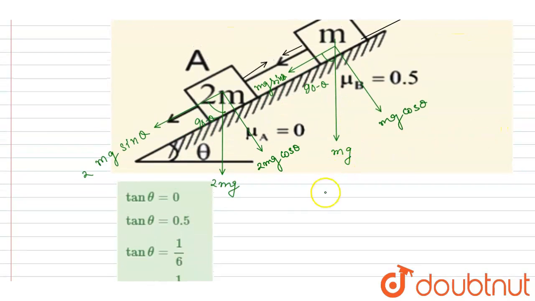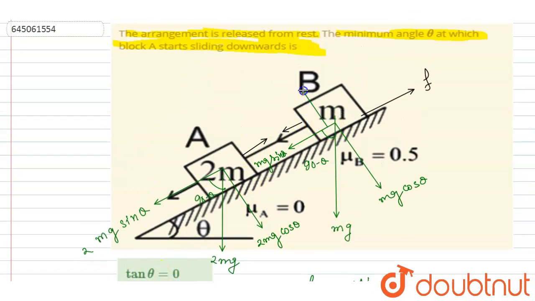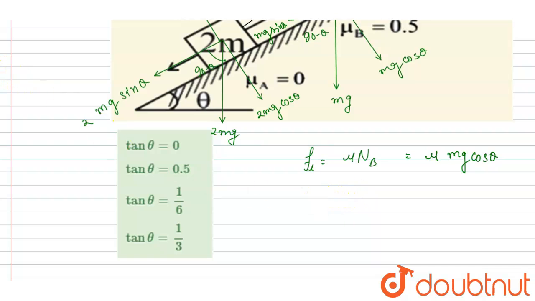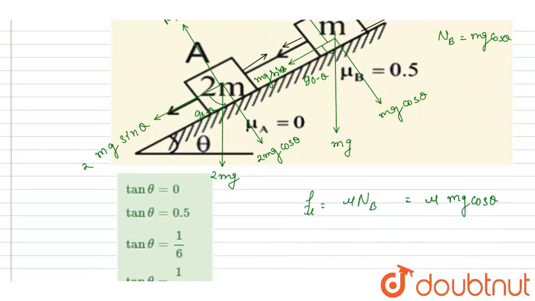So we can get this limiting friction value. It will be equal to mu times the normal reaction on B. On the incline, the normal reactions will be like this, N_B and N_A. Since the blocks are not moving perpendicular to the incline, N_B is equal to mg cos theta. So you got this limiting friction. It is given that we want the minimum theta at which it starts sliding. So we just want these two blocks to start sliding.